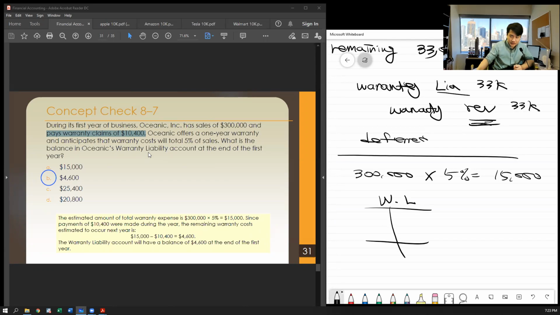Warranty liability. From the sale, you're going to report an increase of warranty liabilities by crediting 15,000. When the claims have been made with respect to warranties, you're going to debit. So at the end of the year, you are going to have 4,600 remaining warranty liabilities.